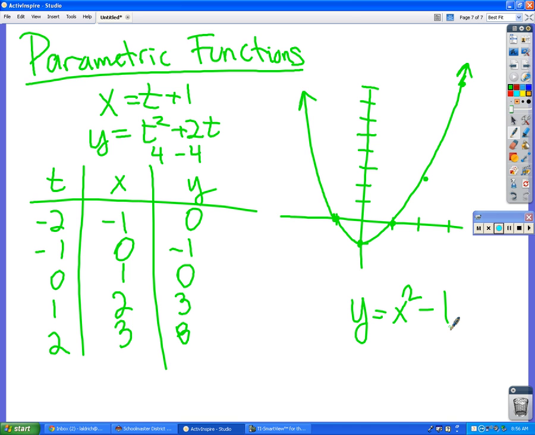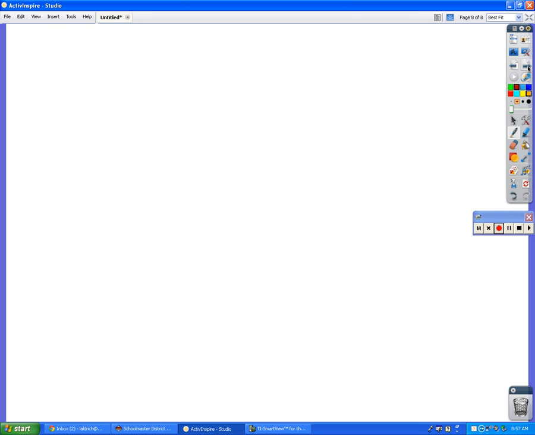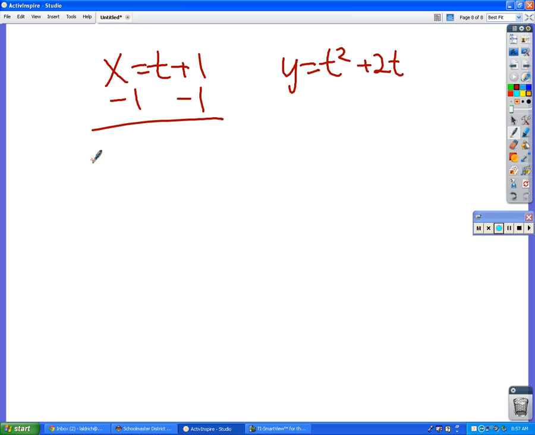Yes. Okay, so let's see if we can get that from the parametric equations. So x equals t plus 1, y equals t squared plus 2t. Gabe, take it away. What did you say? Okay, so I'm going to take this and isolate the t variable by subtracting 1 from both sides. So x minus 1 equals t, right?